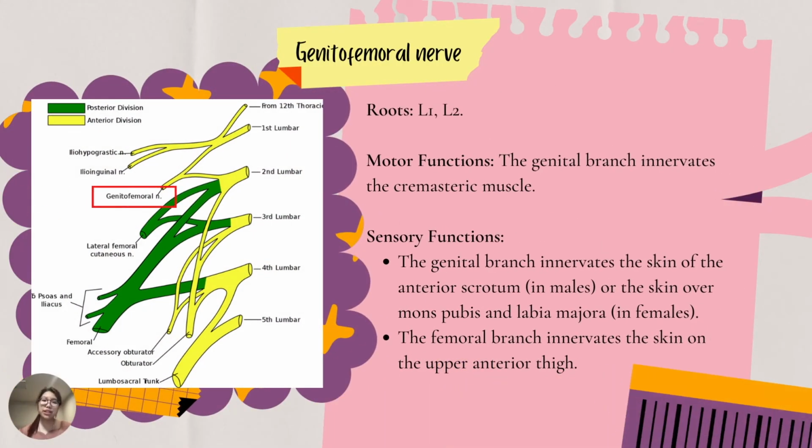So after leaving the psoas major muscle, the genitofemoral nerve quickly divides into a genital branch and a femoral branch. The root is L1 and L2. For the motor function, the genital branch innervates the cremasteric muscle. However, for the sensory function, the genital branch innervates the skin of the anterior scrotum in male or the skin over the mons pubis and labia majora in female.